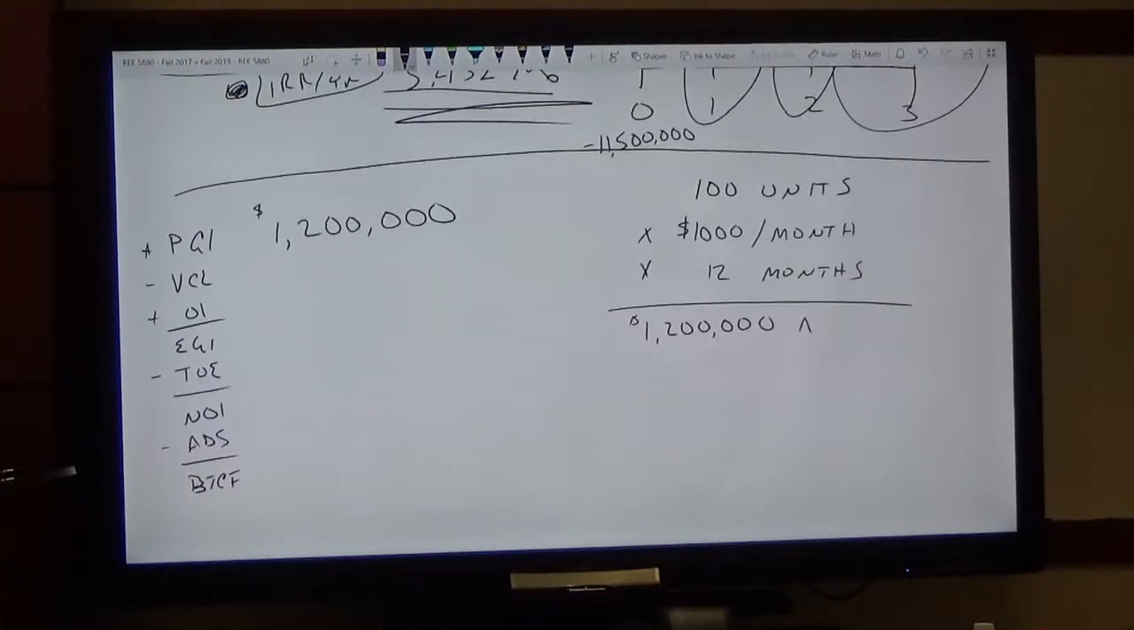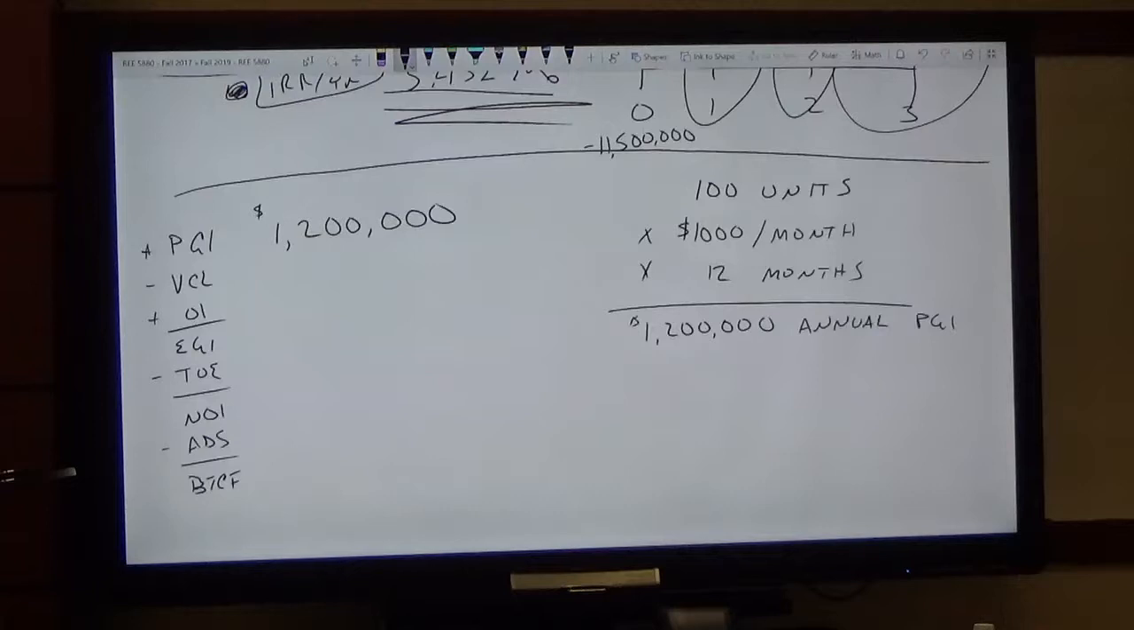All right. Annual EGI. Okay. All right. So for this one, what sort of vacancy and collection losses we want to have? What percent? 5%, okay?